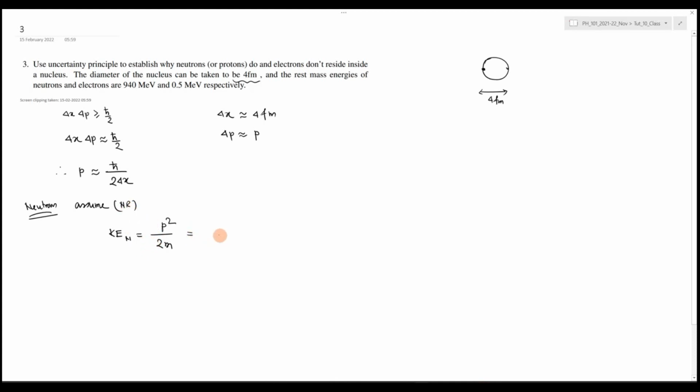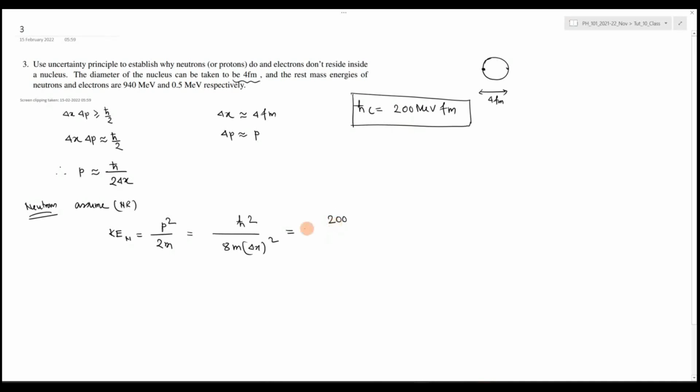Okay. Now you know the p. p is actually h cross by 2 delta x. So the kinetic energy is h cross square by 8 m delta x square. You are given h cross c. h cross c is actually 200 MeV Fermi meter. Okay, you remember these results also. These results will be used. If you use these results, the calculations become easier.